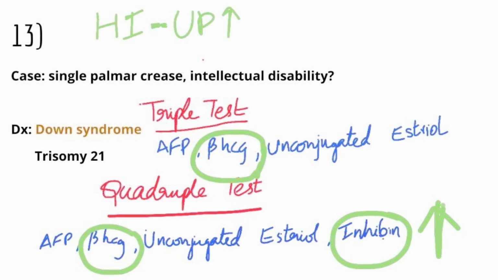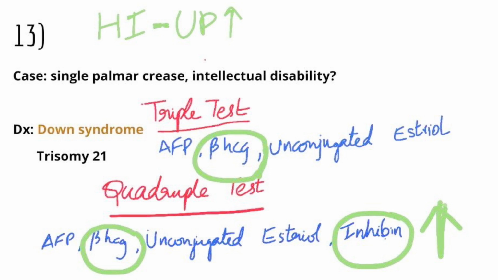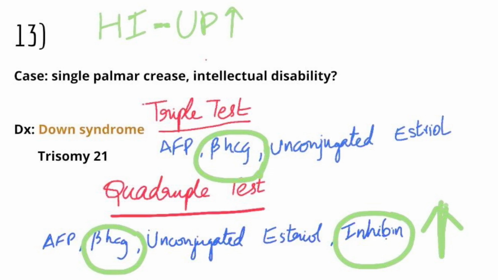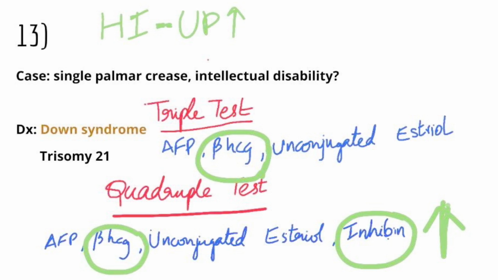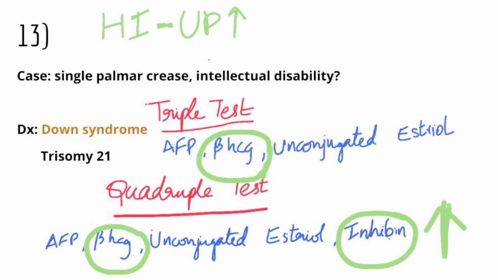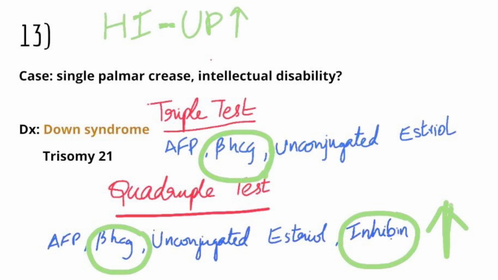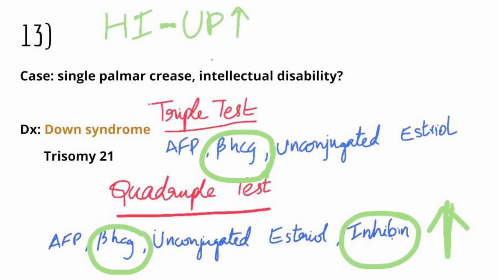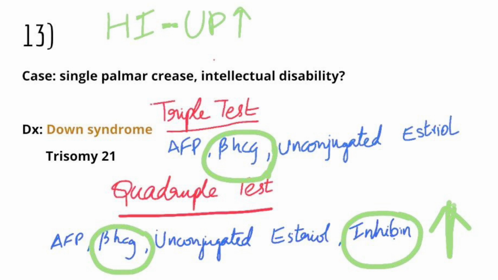And quadruple test contains alpha fetoprotein, HCG, unconjugated estriol plus inhibin A. The easy way to remember which increases and which decreases is just remember "HI up". H stands for HCG, I stands for inhibin. HCG and inhibin are up. It means that HCG and inhibin concentrations are increased, whereas the others' concentrations are decreased.